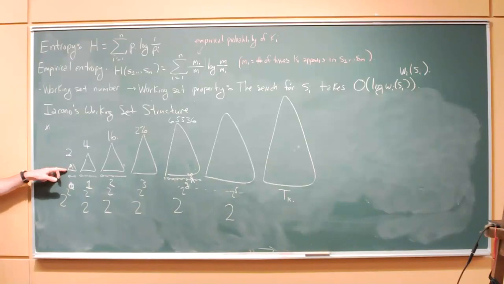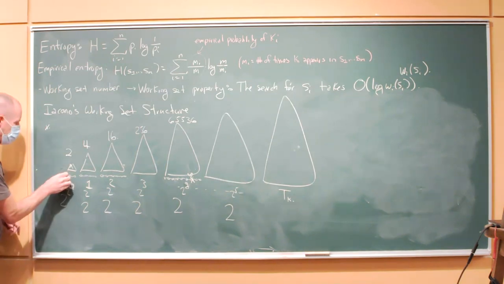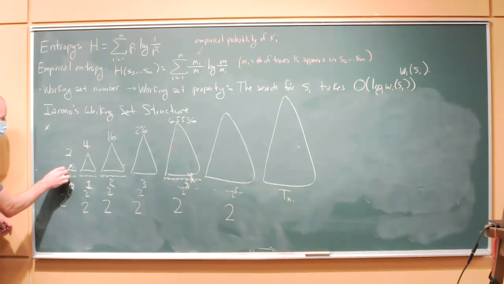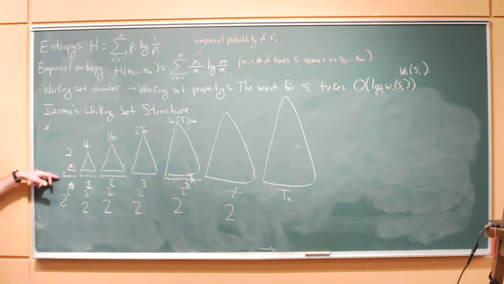Why would I want to do that? Well, because at this point, I just searched for X. If I search for it again real soon, I want it to be fast. That's what the working set property needs. Okay, but now there's a problem because X goes in here right at the front of this queue. But now there's three things in this tree and there's only supposed to be two.